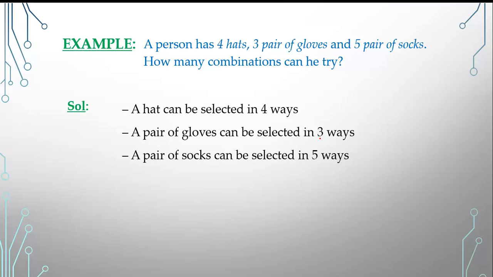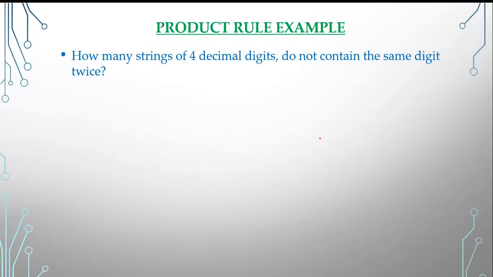Right? But he needs all these three things. So the total number of combinations here is 4 multiplied by 3 multiplied by 5, that is 60 ways. Now, another example: how many strings of 4 decimal digits do not contain the same digit twice?